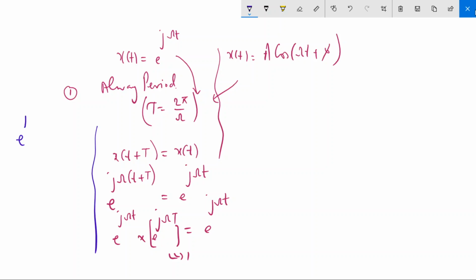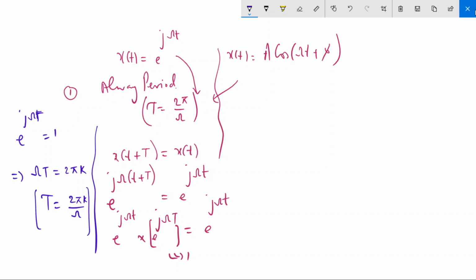So if e raised to power j omega T, this is capital T, sorry, is equal to 1, it implies that omega T should be a multiple of 2 pi. Because e raised to power j 2 pi is 1, then e raised to power j 4 pi is 1, since cos 2 pi plus j sin 2 pi is 1, and so on. So T for this is nothing but 2 pi k by omega.